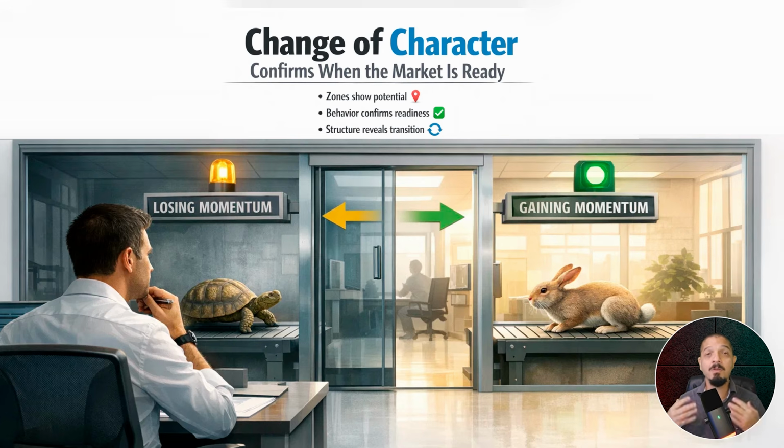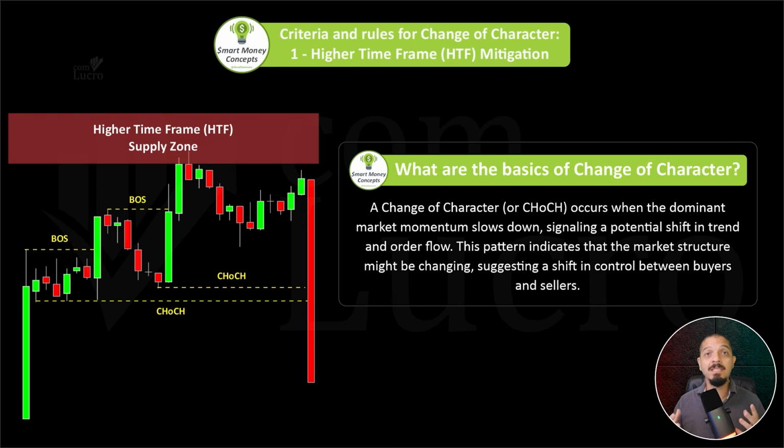Price does not react to a fair value gap at random. Before a meaningful reaction or reversal occurs, the market usually shows a change in behavior, where momentum starts to shift and control begins to transfer from one side to the other. This shift is known as a change of character, or CHOCH.